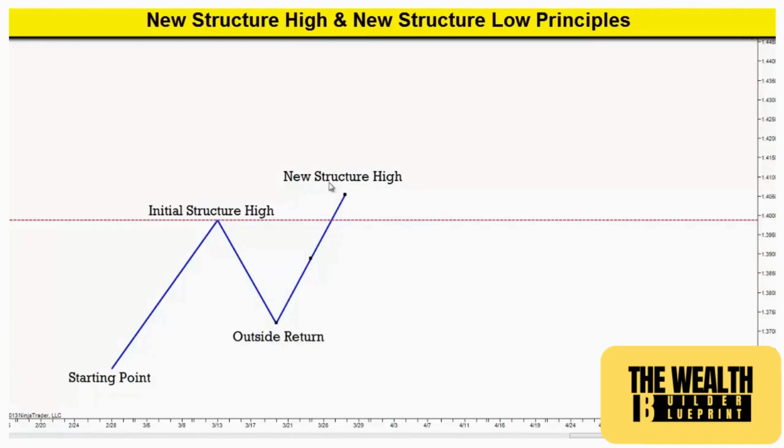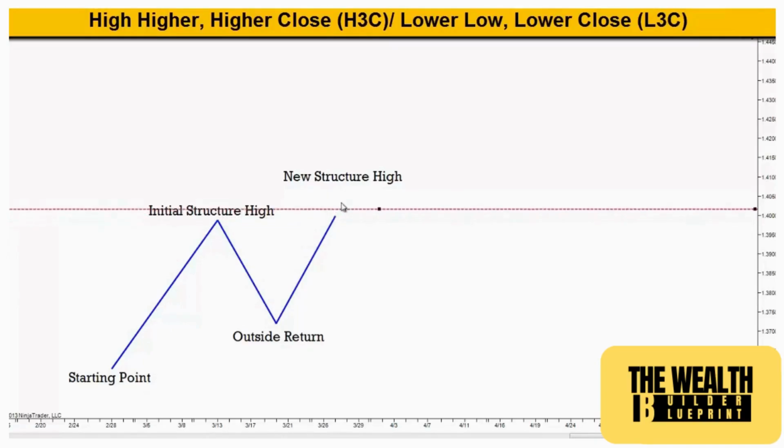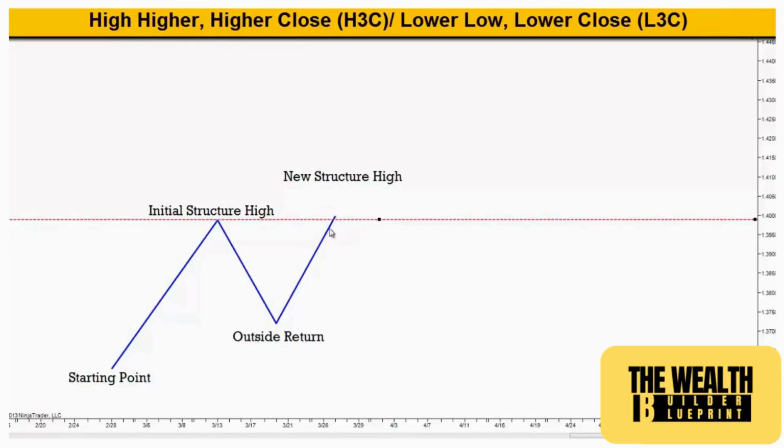Now you're probably asking yourself, well, Akil, how do I know if it breaks it? Does the wick have to touch it, or does it have to close above it? And this is where we use a principle called the higher high, higher close technique. And I'll show you this the opposite way as well. In order for this to be considered a new structure high, our candlestick at this level has to create a higher high and a higher close than our initial structure high.